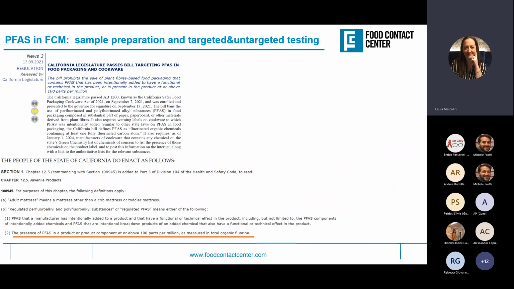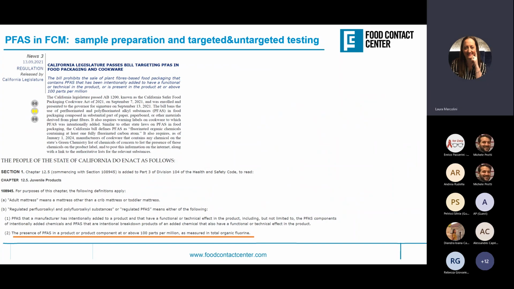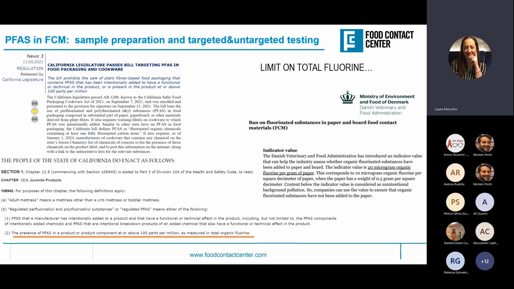As I said before, locally in USA, for example, we can see here from our newsletter the decision related to California, and if we check the document, we can see here that what is banned is the presence of PFAS evaluated as 100 parts per million, so 100 ppm of total organic fluorine. And the same limit we can find in the Denmark legislation on paper on board.